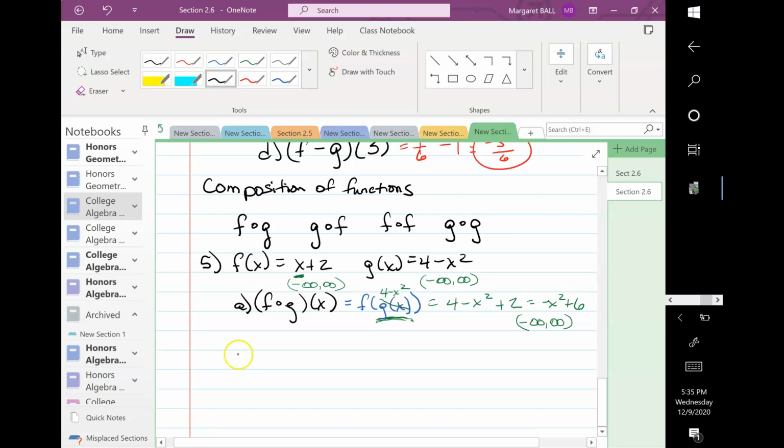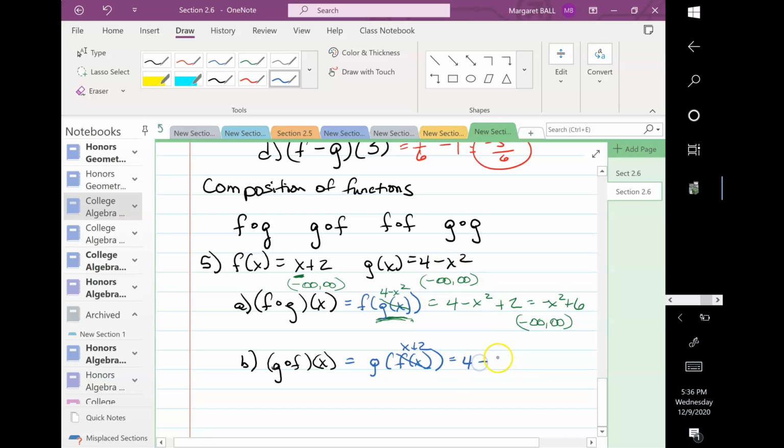Okay, B. Let's find g∘f. Okay, so we're just going the other way now. So rewrite it immediately as g of f of x. So we're going to find f of x first. f of x is x plus 2. Now find g of x plus 2.